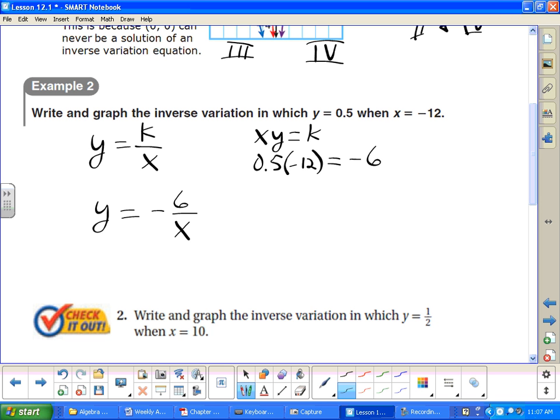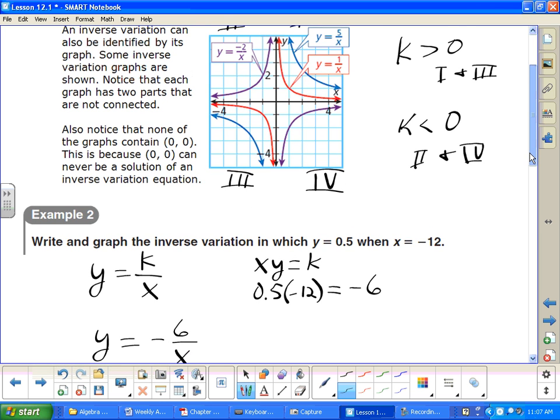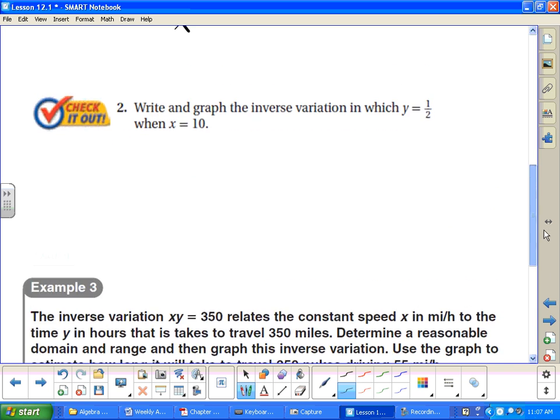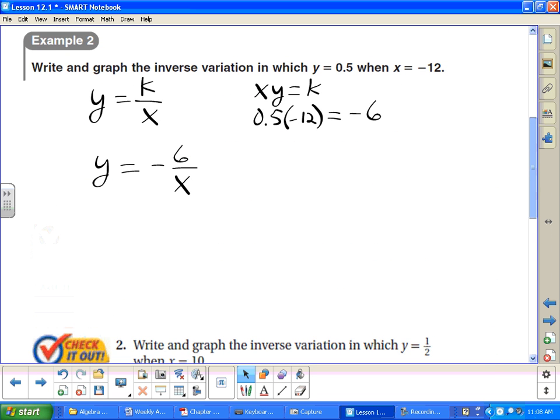So I have to draw a graph. To draw the graph, we know that since k is negative, my graph is going to be in the second and fourth quadrants. So it's going to look similar to that purple one. Well, how do I know where it's going to go? Here's what we do. We'll make a table.